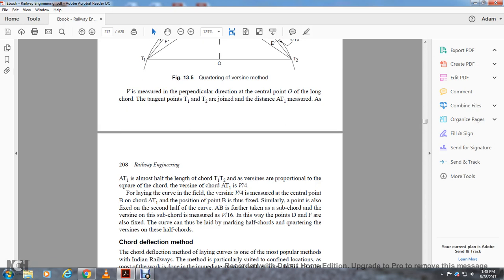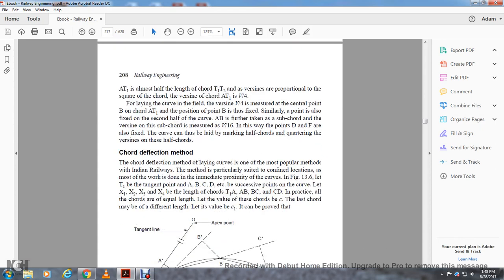For laying the curve in the field, the versine V4 is measured at the center point of the chord AT1 to fix the position of point B, and similarly the point is also fixed for the other half. The second half of the curve AB is laid further on the subchord. The versine for the subchord is measured as V divided by 16. In this way D and F are also fixed. The curve can also be laid by making half chords and quartering the versine on the half chords.